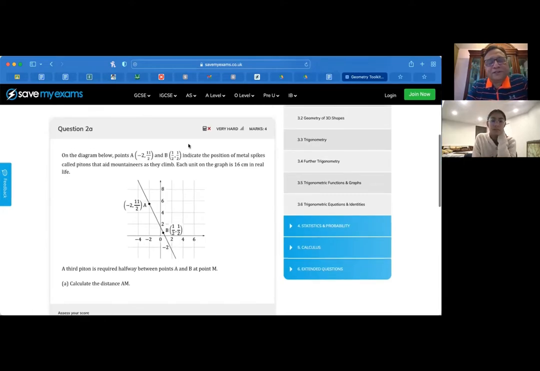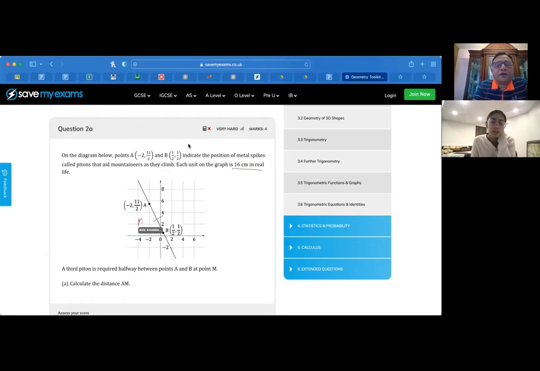Read the question, please. On the diagram below, points A (-2, 11/2) and B (1/2, 1/2) indicate the position of metal spikes called pitons that aid mountaineers as they climb. Each unit on the graph is 16 centimeters in real life. Okay, scale factor is 16. A third piton is required halfway between points A and B at point M.